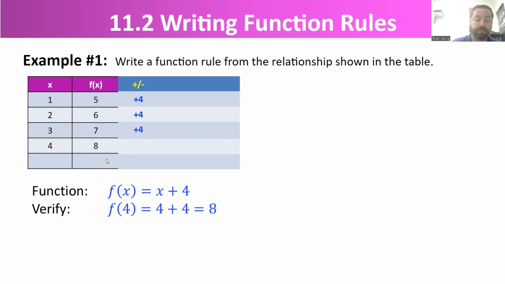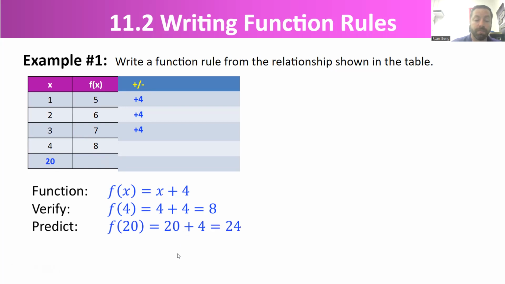which is what the table says. Now, one thing we can do now, once we've established this function rule, we can predict what's going to happen. Let's say if x was 20. It's f of 20, put 20 in for x, 20 plus 4 is 24.